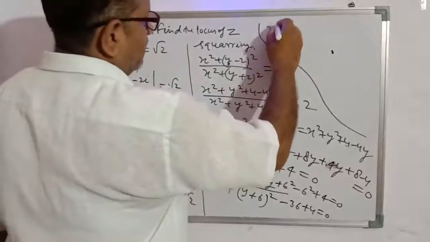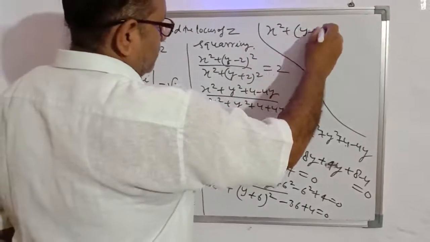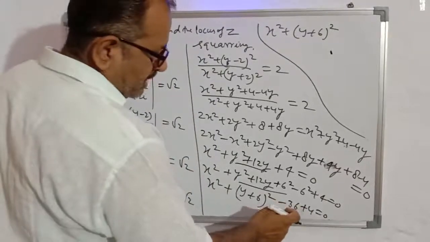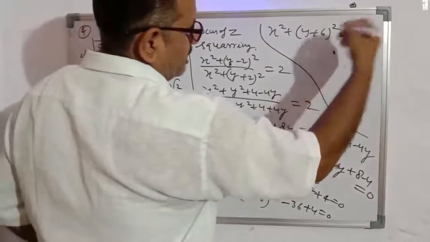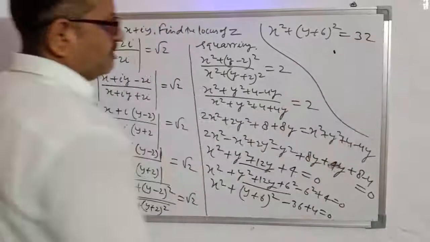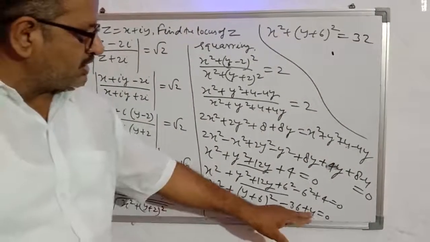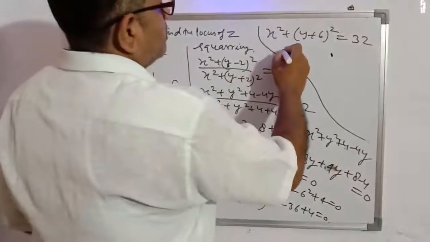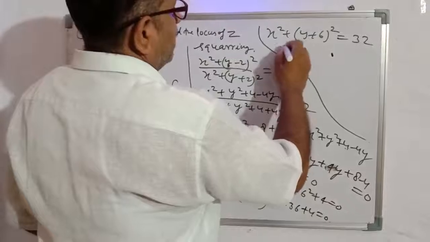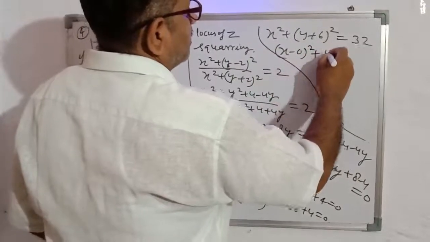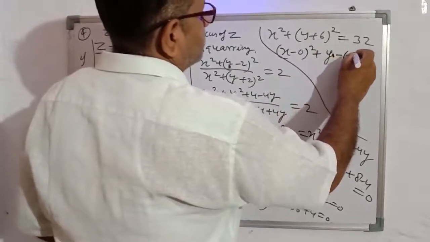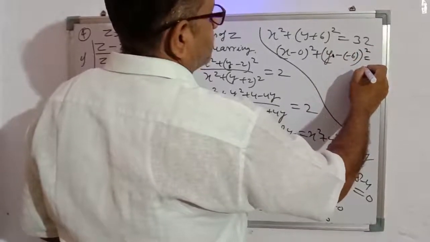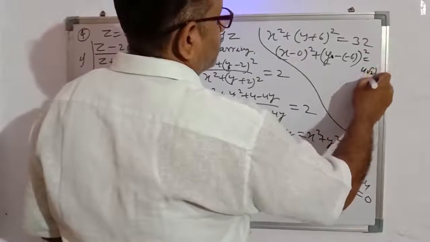So it is (x² + y + 6)² − 36 + 4 − 32. Transpose that to the right side: 32. Minus 36 plus 4 minus 32. Transposing to the right side gives plus 32. We can write it as (x − 0)² + (y − 6)² = (4√2)².